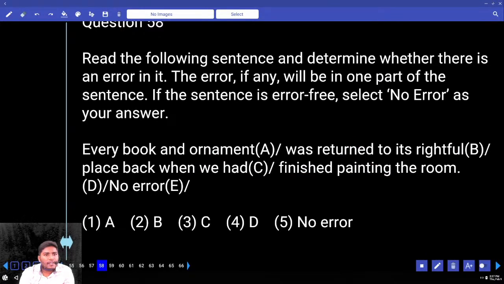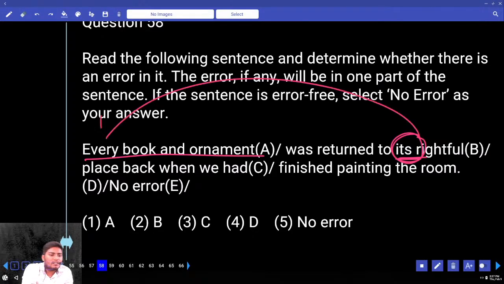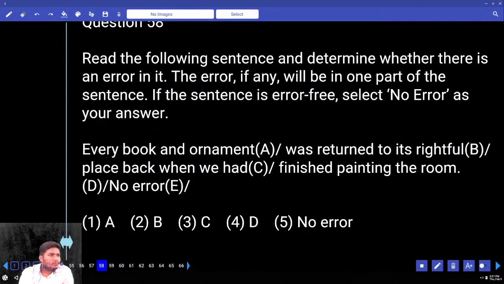Any error that you can find? What do you mean by its rightful place? It refers to which noun in this sentence? Every book and ornament was returned to its rightful place. Its refers to what here? Every combination. Any error that you can find here? There is no error in this sentence.